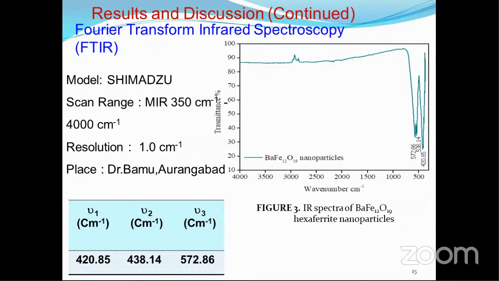The band around 2900 cm^-1 is related to the stretching vibration of the C-H bond of organic compounds, and the other bands at 572 cm^-1 and 420.85 cm^-1 are assigned to the stretching vibration bands, confirming the presence of the hexagonal ferrite. The band around 2352 cm^-1 is due to free CO2 produced from the citric acid.